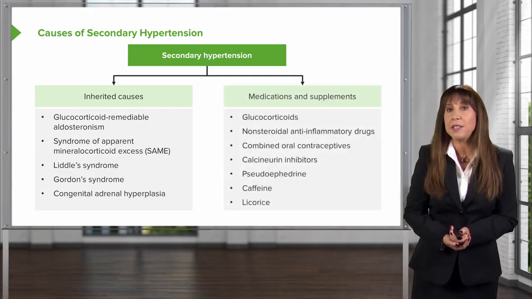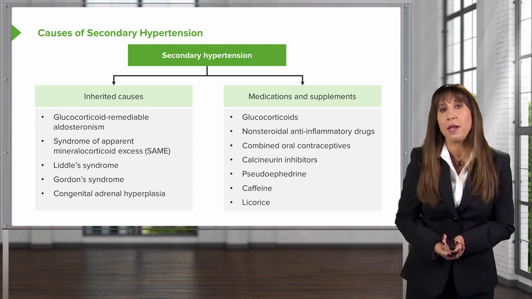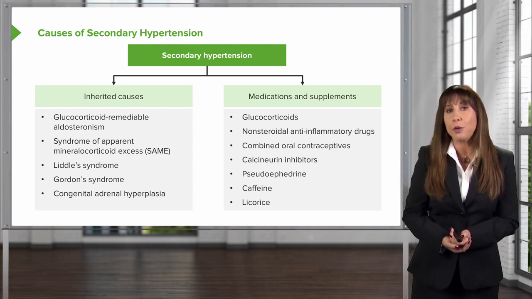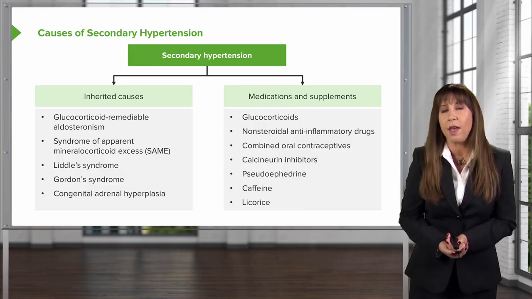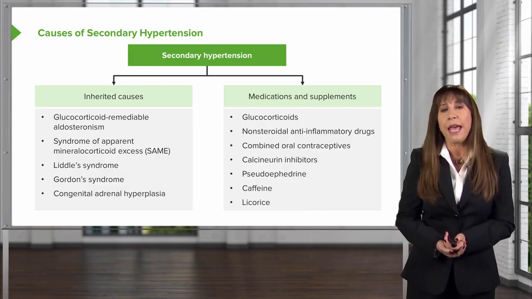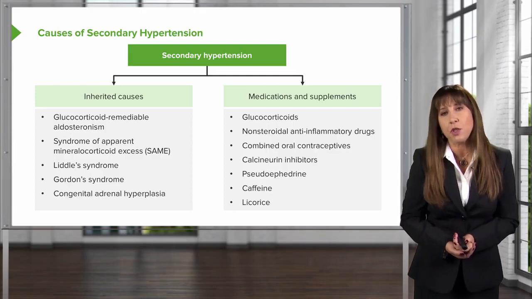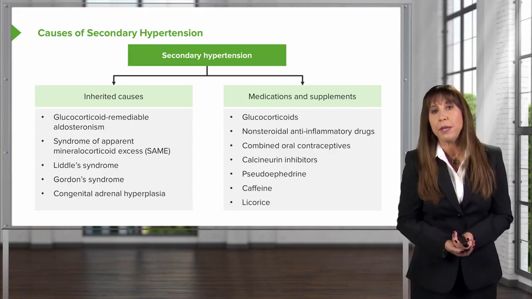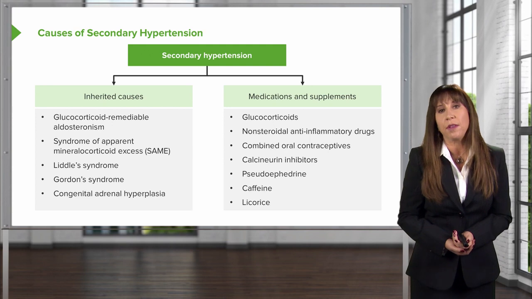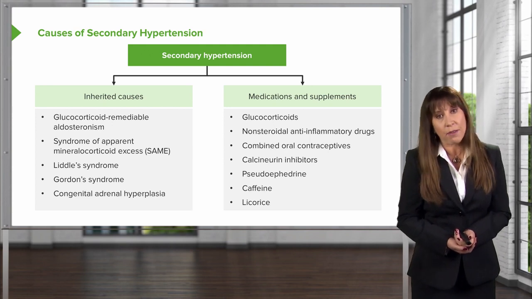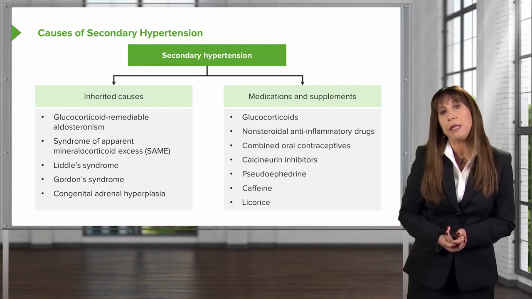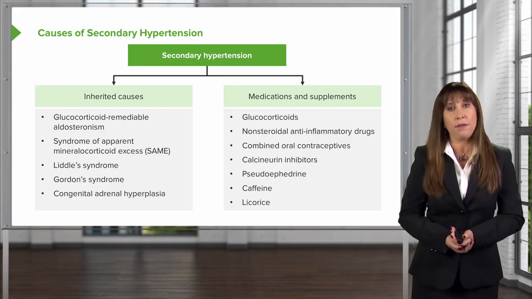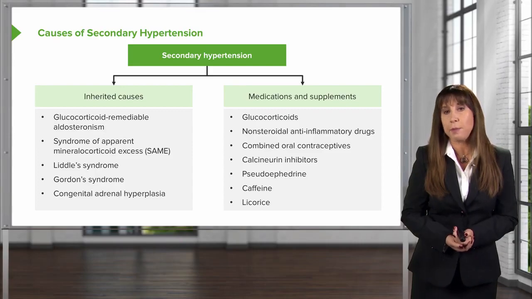Now, there are some medications and supplements that you should be aware of that can cause hypertension as well. Things like glucocorticoids, nonsteroidal anti-inflammatory drugs, combined oral contraceptives, calcineurin inhibitors, which are medications we give to our organ transplant recipients, pseudoephedrine, caffeine, which I think many of us probably drink, and licorice. And when I talk about licorice, I'm talking about typically black licorice that is not the typical kind that we get in the United States, but typically abroad.